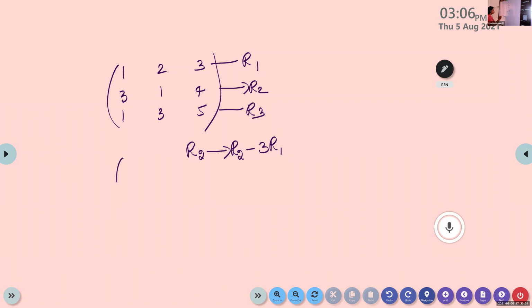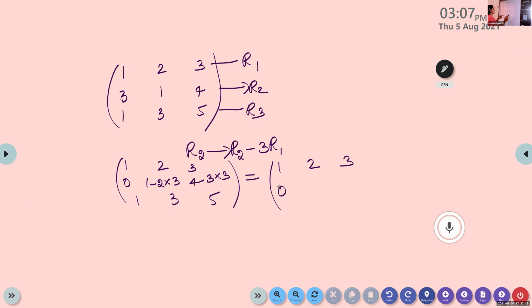So when we do it like this, what is the change? First row, no change. What about the second row? 3 minus 3, it will become 0. What about the next entry? 1 minus 2 into 3. Again for the next one, 4 minus 3 into 3. Third row, no change. So we will get, this is equivalent to 1, 2, 3, 0, minus 5, again minus 5, 1, 3, 5.